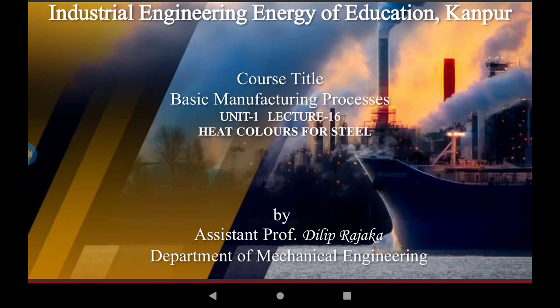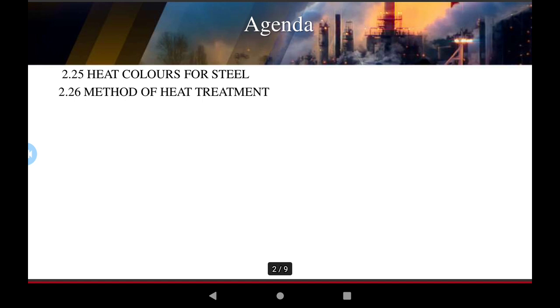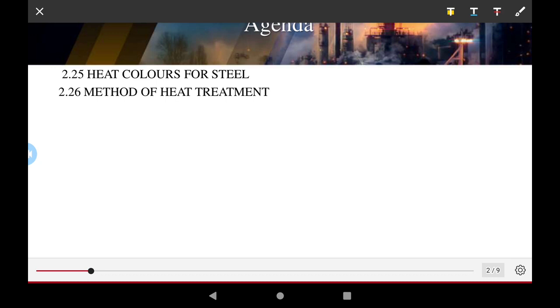Welcome to the course Basic Manufacturing Process, Unit 1, Lecture 16. Heat Colors for Steel. Agenda for today: I present the most important topics: heat colors for steel and methods of heat treatment.